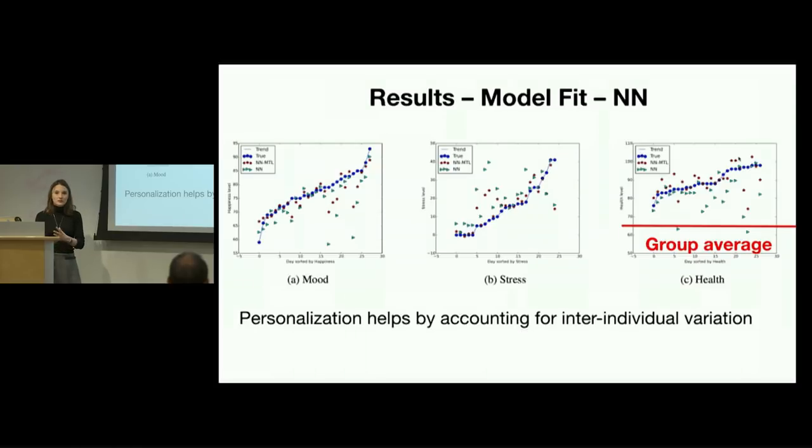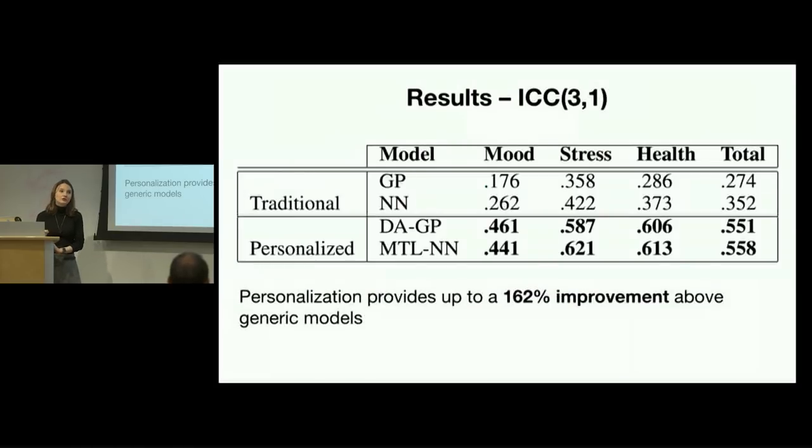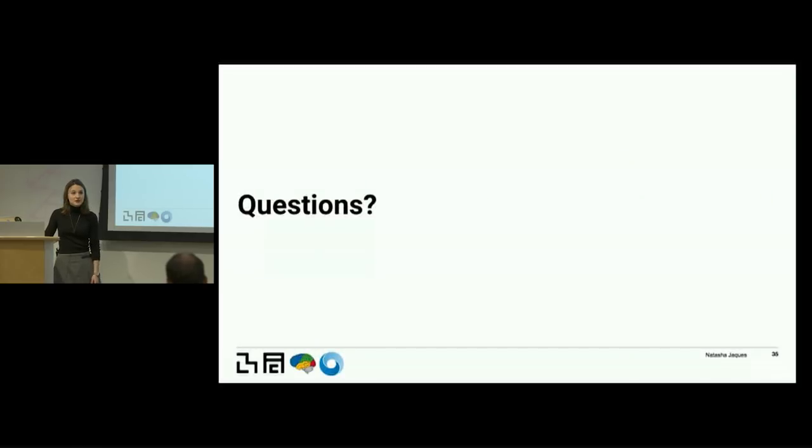So when we compute another metric, which is the intra-class correlation, which actually accounts for how well you're fitting the trend of the data as well as the error that you're getting, we see a huge improvement from personalization. So up to 162%, including for the Gaussian process. So again, we think personalization is really important for predicting these types of individualistic outcomes. Any questions about this project before I move on to the next one?